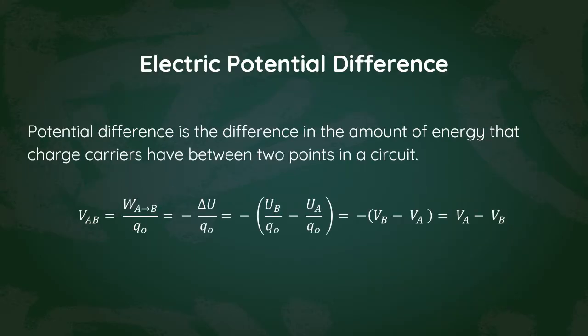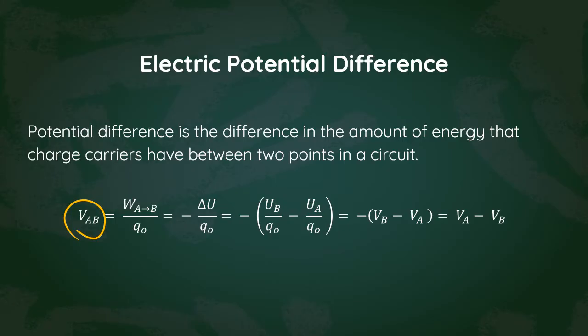Now we have electric potential difference. By the term itself, it's just the difference in electric potential between different points, or between 2 points. So potential difference is the difference in the amount of energy that charge carriers have between 2 points in a circuit. We have here VAB, which is your potential difference between point A and point B.